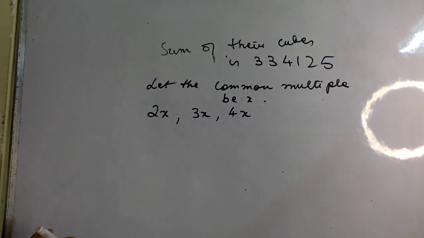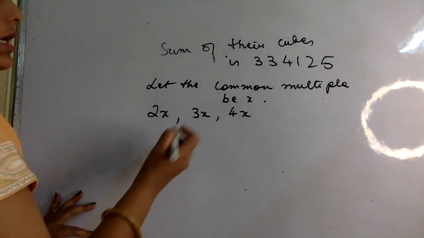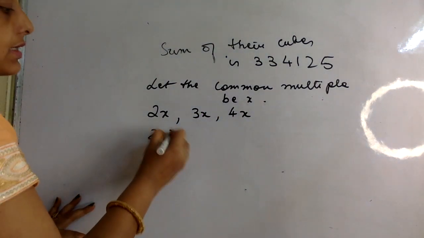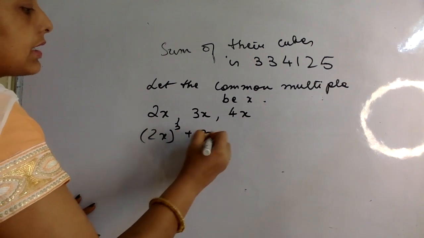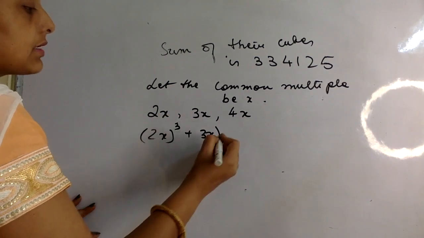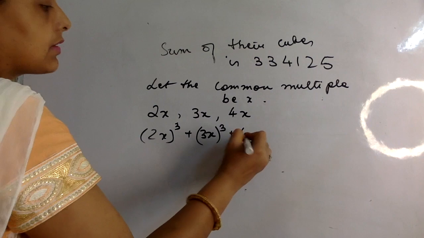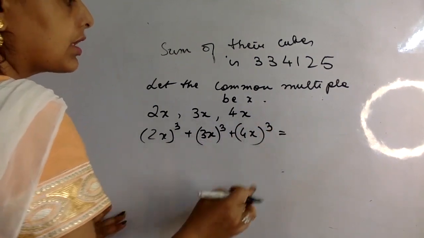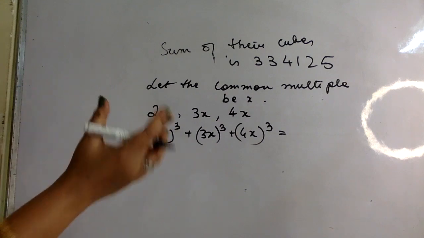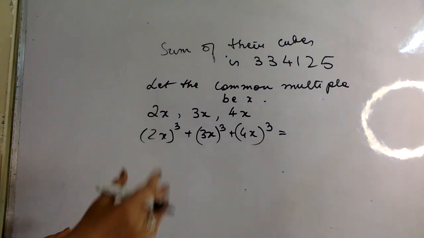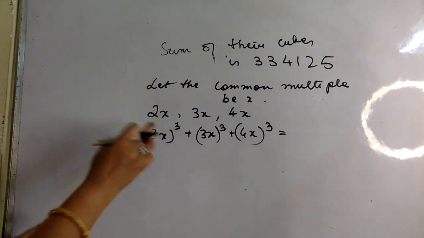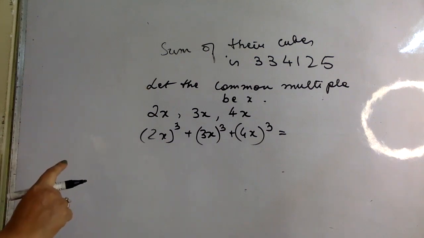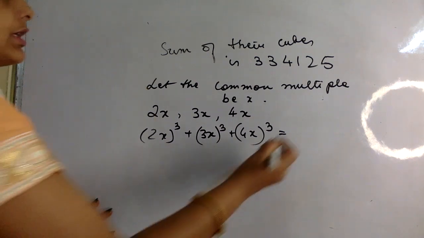equate with the sum of the cubes. Now I shall form the equation: (2x) cube plus (3x) cube plus (4x) cube. This is the sum of the cubes. Please don't write the cubes without the brackets. If you write the cubes without the brackets, you'll be using the cube only for the x and not for the 2, and your sum goes wrong then and there.